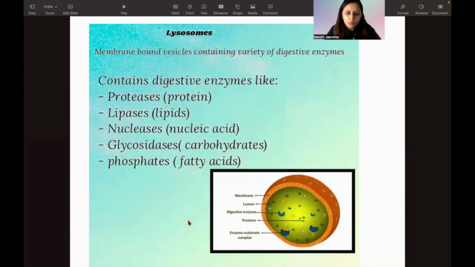Now about the lysosome. Lysosome के बारे में हमने अभी पढ़ा कि they get synthesized by the Golgi apparatus also. Now, membrane-bound vesicles containing a variety of digestive enzymes. अब यहाँ पर, this is the picture here, इसके अंदर बहुत सारे digestive enzymes present हैं. So, these are a few names of the digestive enzymes that are present here. Proteases, as the name suggests, help in digestion of protein. Lipases, lipids का, nucleases, nucleic acid, glycosidase, and phosphatase. So they play different roles according to the requirement.